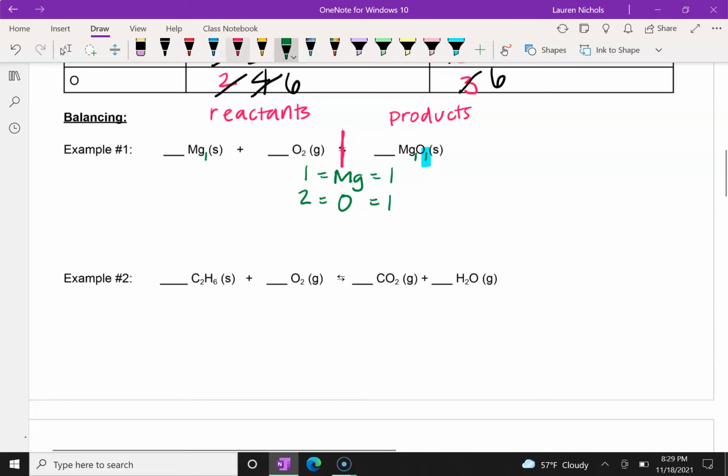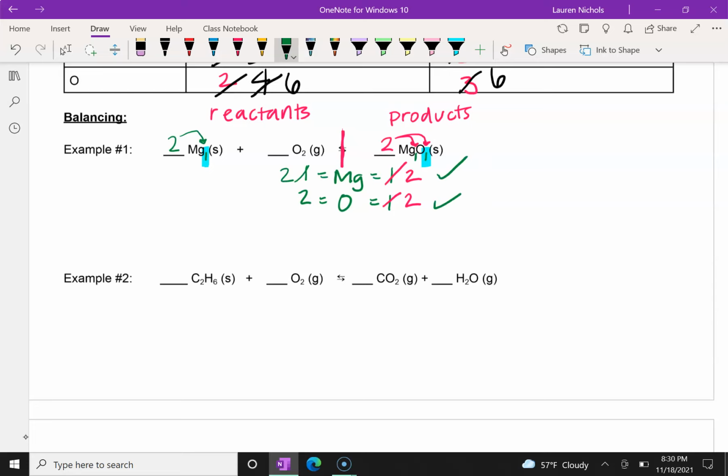And the answer is a 2. If I put a 2 here, 2 times my 1 oxygen is 2 oxygens, and 2 times my 1 magnesium is 2 magnesiums. So it balances oxygen, but it unbalanced my magnesium. So I'm going to have to increase the amount of magnesium on my reactant side. Again, if I'm trying to decide what can I multiply this subscript 1 by to make it balance out, the answer is a 2. 2 times 1 is 2. And now magnesium is the same on both sides, and so is oxygen.